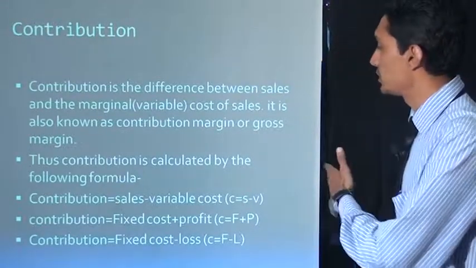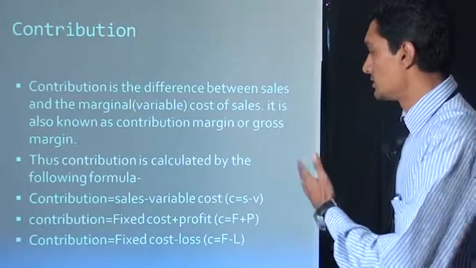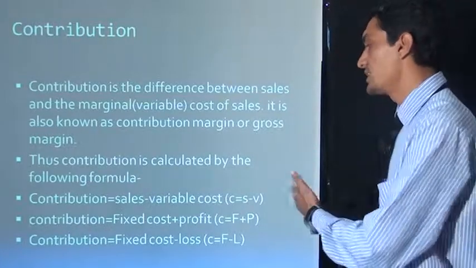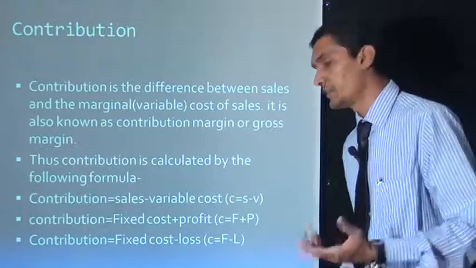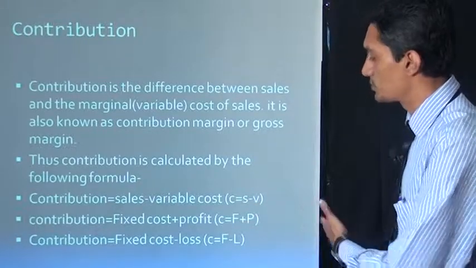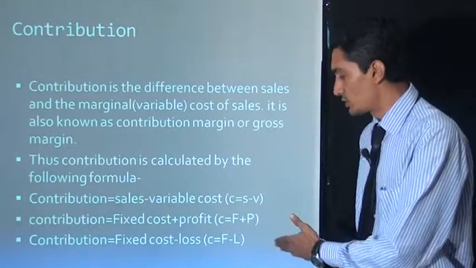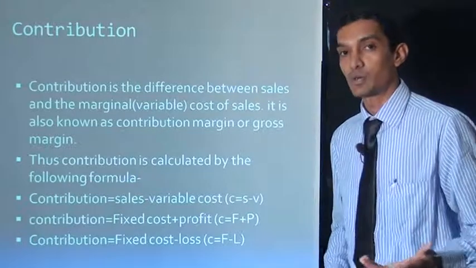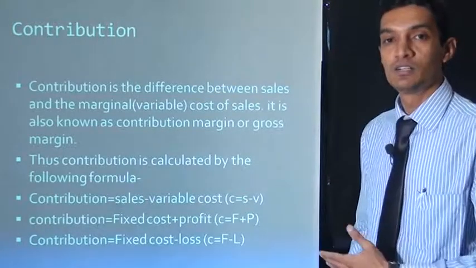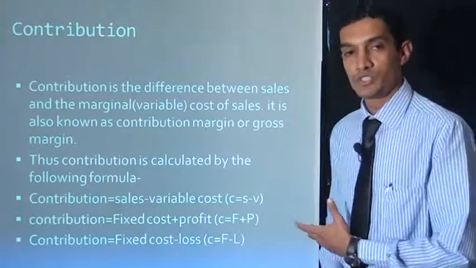Contribution is calculated by the following formula: sales minus variable cost. If sales or variable cost are not given, then contribution is fixed cost plus profit. Contribution is equal to fixed cost minus loss if there is a loss. So in those situations we can get the contribution.